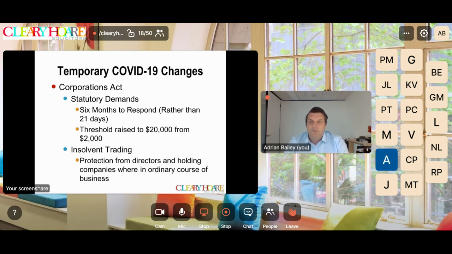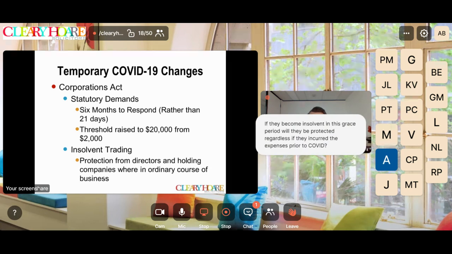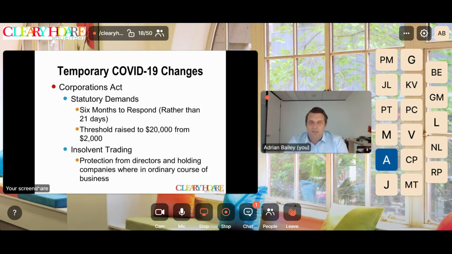In terms of another change in relation to insolvent trading, there has been a safe harbour put in for the next 6 months, where the directors and holding companies are protected from insolvent trading claims, where that insolvent trading has occurred because of what you'd call the ordinary course of business.